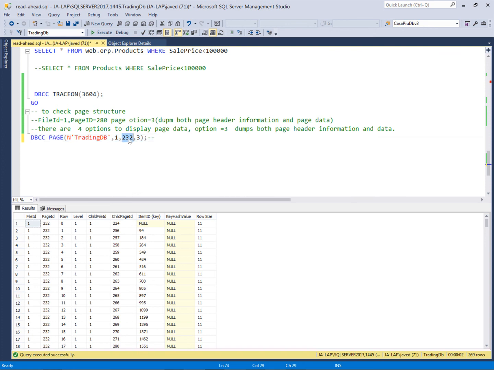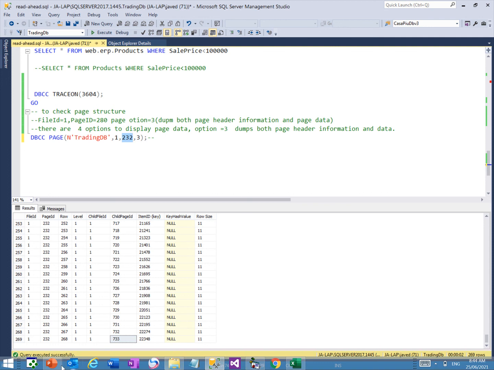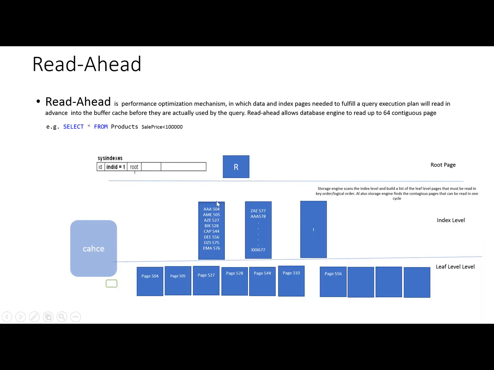So now 232 is the index page, and this page has child pages, and the child pages level is 1, which means these are the leaf level pages, these are the data pages. So this one index page now has this many. All these 269 pages exist on this index level page. So this index level page contains more than 260 leaf level page addresses.